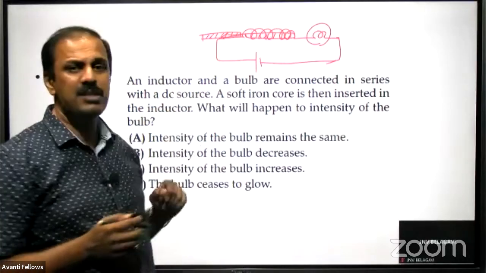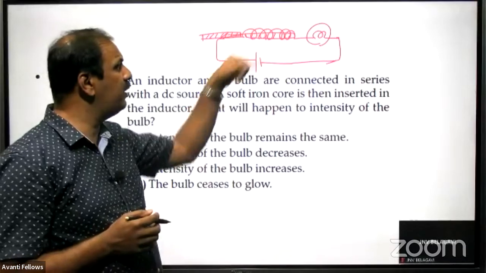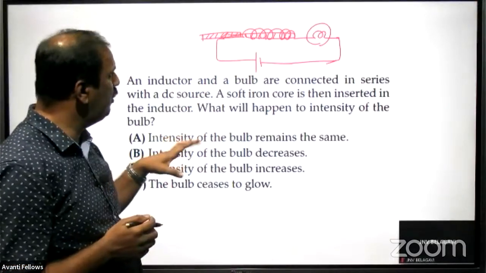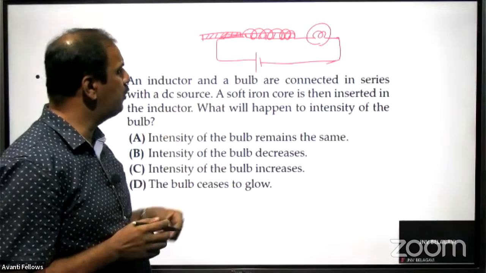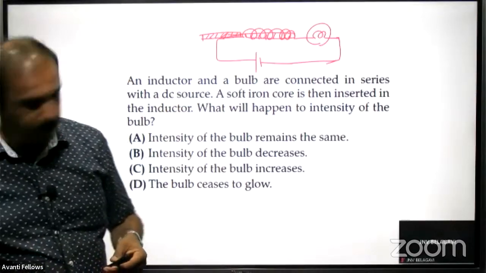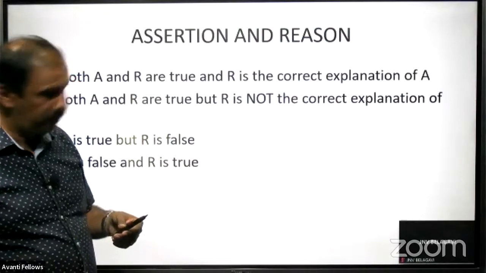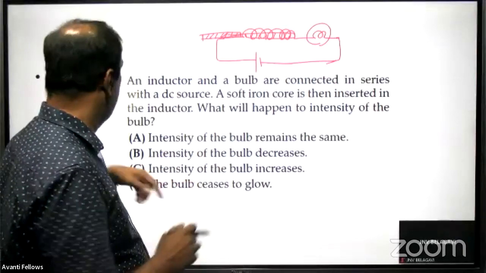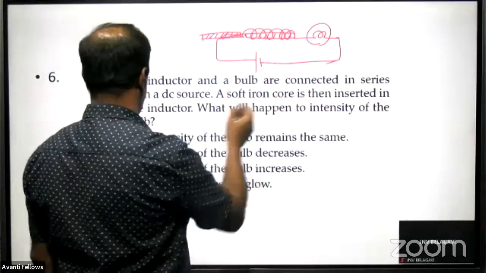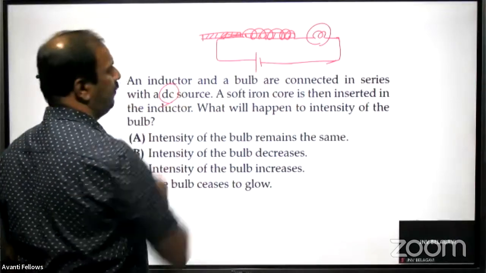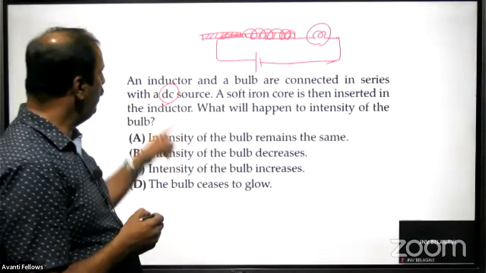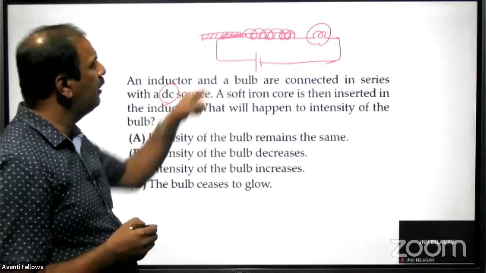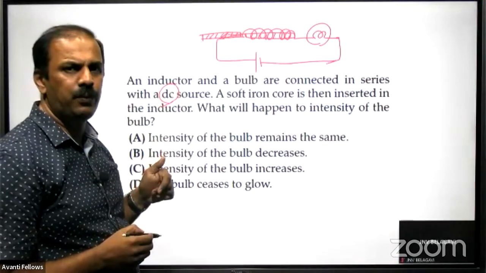So what we discuss here, you know that when there is a coil, there will be a change in this one. But here one problem is there. This is DC. When DC is given here, what will happen? It will not have any effect.